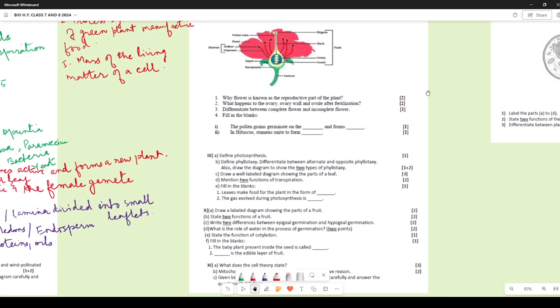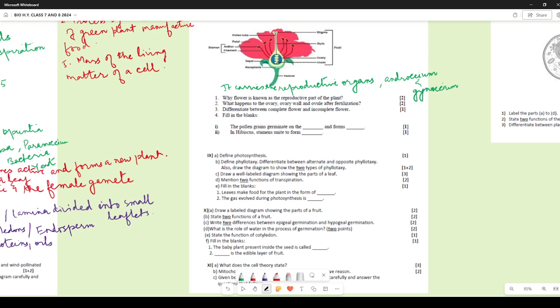Why is the flower known as the reproductive part of the plant? Because it carries the reproductive organs, right? So what are the reproductive organs? Androecium and gynoecium.